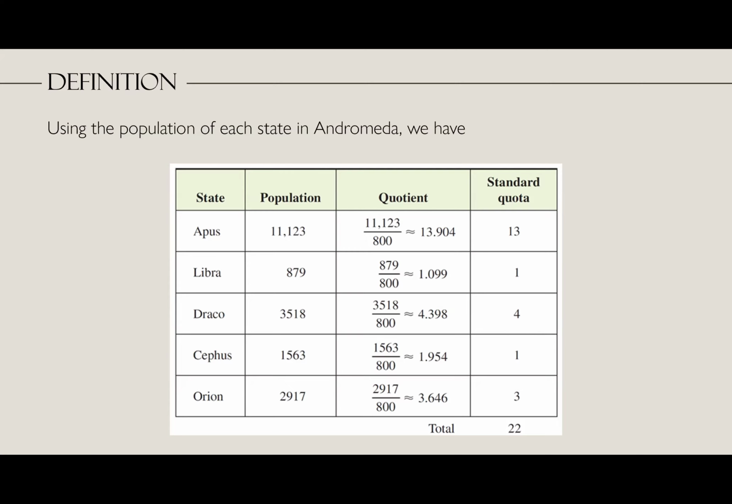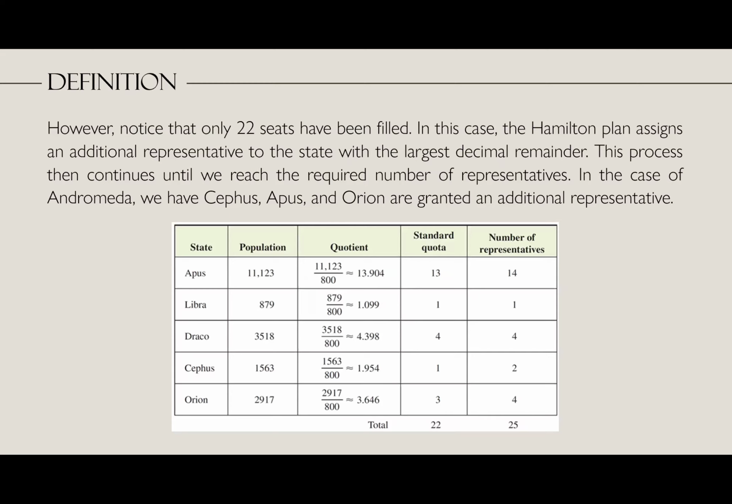What the Hamilton plan said was, we look at the decimal portion, and from the greatest decimal portion to the least, we assign one extra representative. So in this case, we need 3 more representatives. So I'm going to look at the 3 states with the largest decimal portion. The decimal portion means everything after the decimal. So for example, Apis, we got 0.904. Libra, we got 0.099. Then 0.398, 0.954, and 0.646.